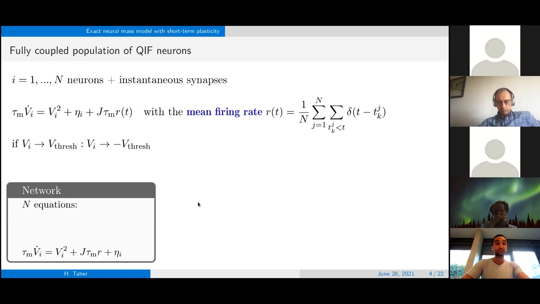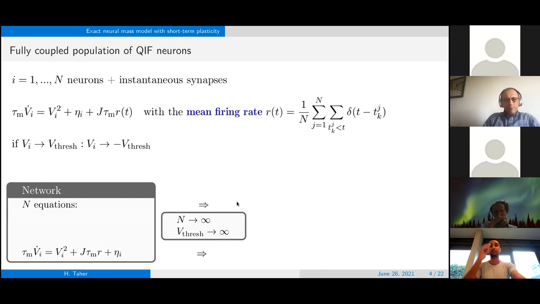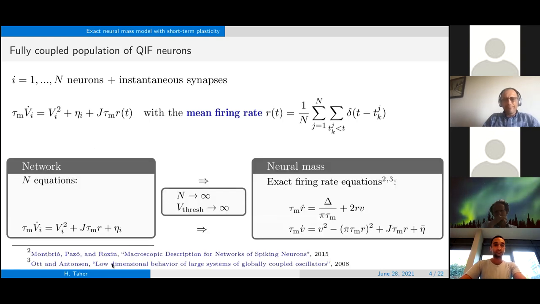Taking this type of network, making some assumptions on the eta_i, we can perform a mean field limit. So sending N to infinity and also the threshold to infinity. This second limit helps us to render the QIF neuron identical to a phase oscillator model, which is the so-called theta model. And in 2008, Ott and Antonsen published a work which allows for a certain class of phase oscillator models an exact mean field reduction from microscopic dynamics to macroscopic dynamics, so towards a low dimensional system.